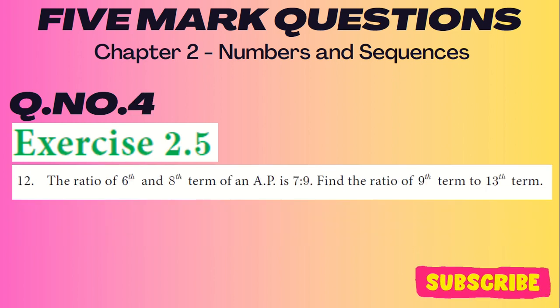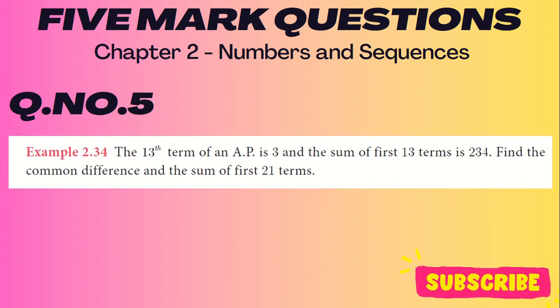Question number 4 is exercise 2.5, the 12th sum. The ratio of the 6th and 8th terms of an AP is 7:9. Find the ratio of the 9th term to the 13th term. From exercise 2.5 you get 4 questions, so this is a very important exercise for chapter number 2, my dear children. Let us go to the next question, question number 5.